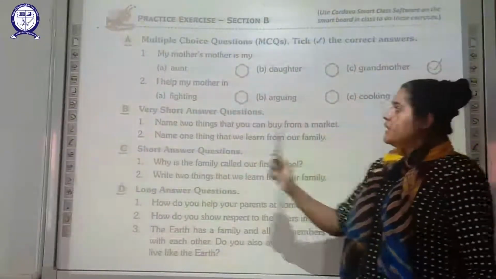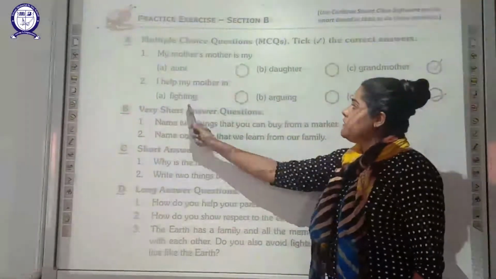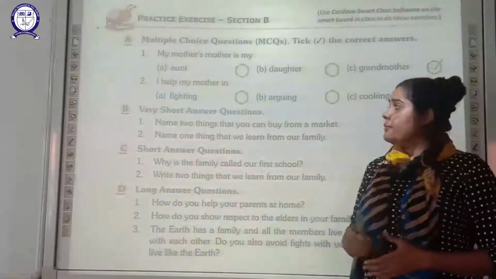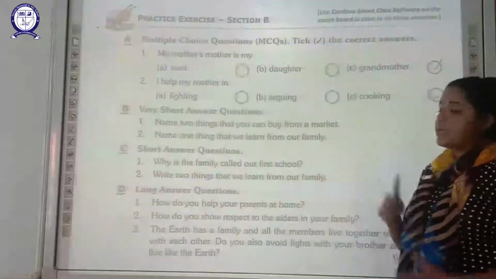C option. The next one is, I help my mother in fighting, arguing, or cooking. What are the ways in which you can help your mother? You can help your mother in cooking in the kitchen.